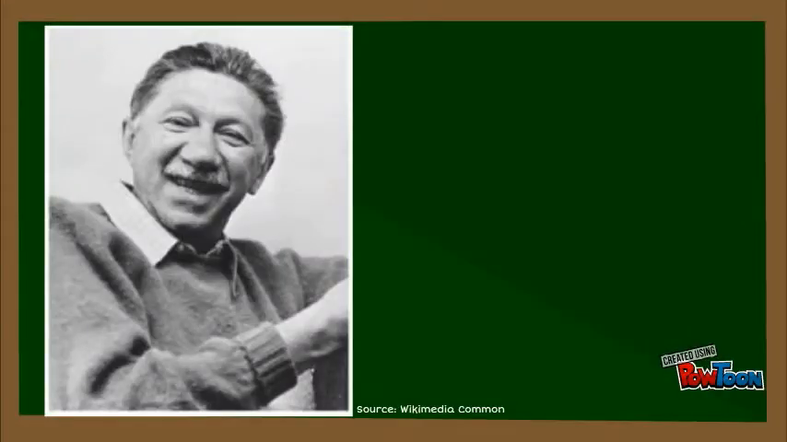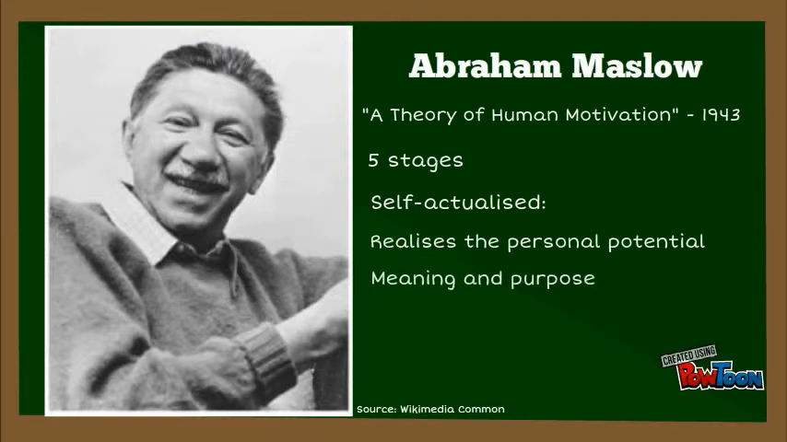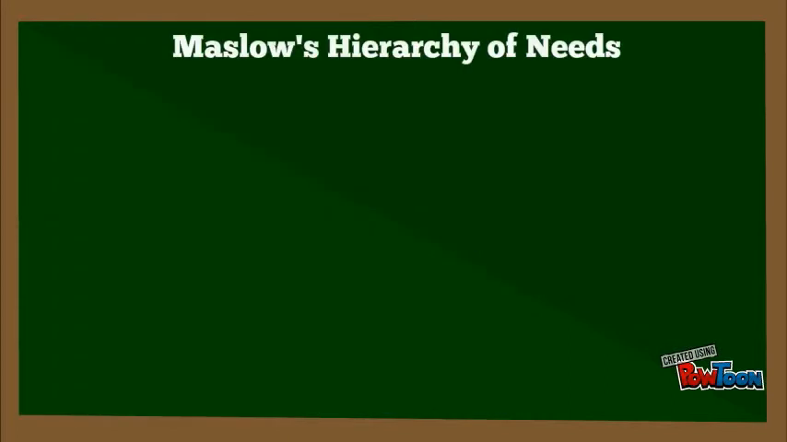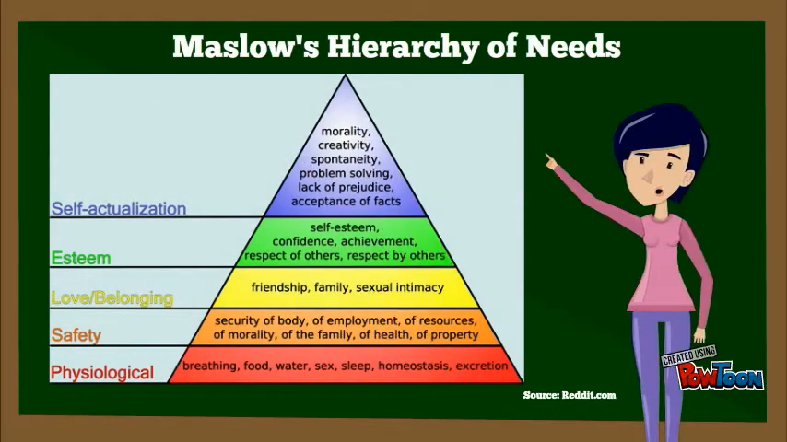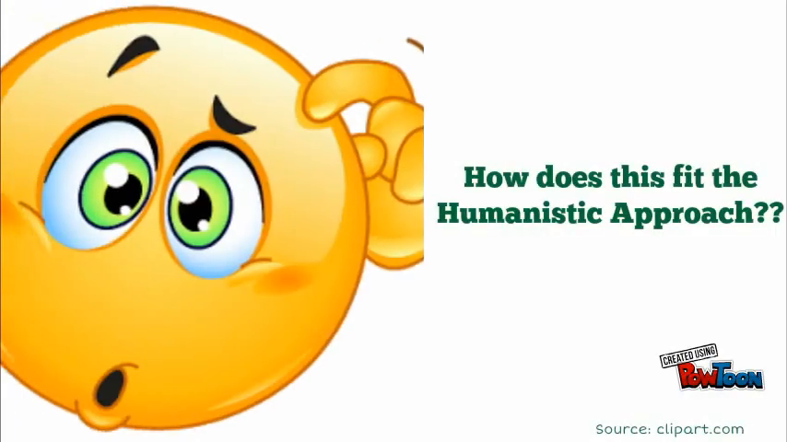Self-actualization stems from psychologist Abraham Maslow's 1943 paper, A Theory of Human Motivation. In it, Maslow proposed that there were 5 stages of motivational needs that, once met, culminated to a self-actualized person, someone who realizes their full personal potential and finds meaning and purpose in their lives. This became known as Maslow's hierarchy of needs theory. How does this fit into the humanistic approach?